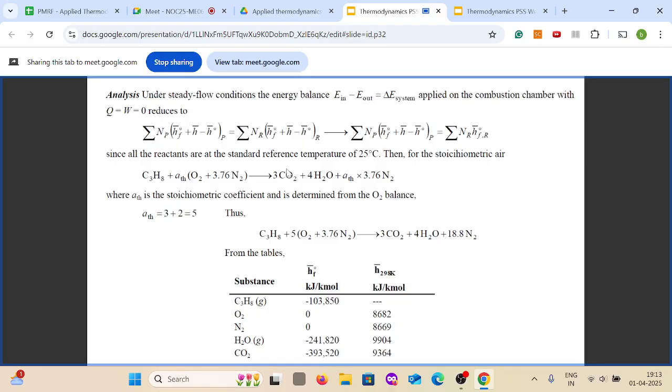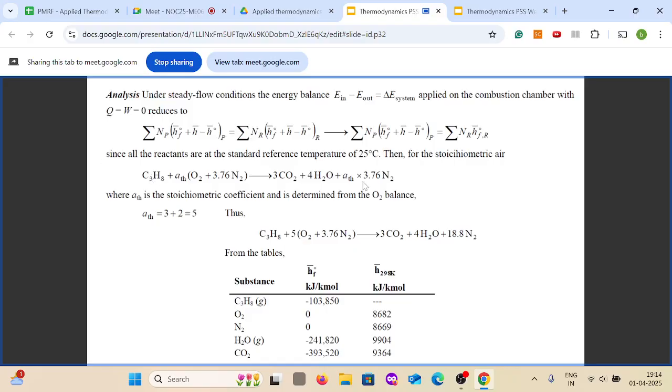Since it's an adiabatic flame temperature, you have an adiabatic process and there is no heat transfer. So what is the temperature of the product? The enthalpy of the product will be equal to the enthalpy of the reactant in this case, since Q is 0 and W is 0, there is no heat and work transfer.